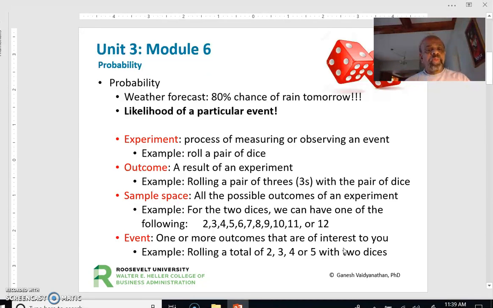An outcome is the result of an experiment. So if you roll the dice and you get a pair of threes, then that is the outcome. The pair of threes, which is actually equal to 6, is the outcome.